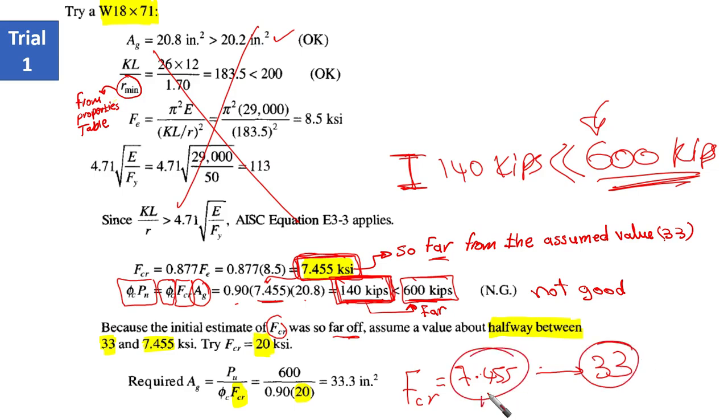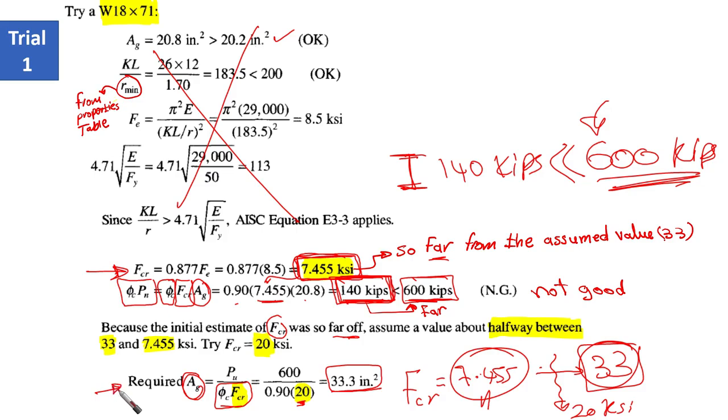And the other value that we have is 33. This is the one that we have obtained from our trial, and this is the one that we have assumed before. Let's assume something in between, for example, let's take 20 KSI. In this case, we are going to obtain area gross again: P ultimate over phi c times FCR, times 20 here, is going to give us 33.3.